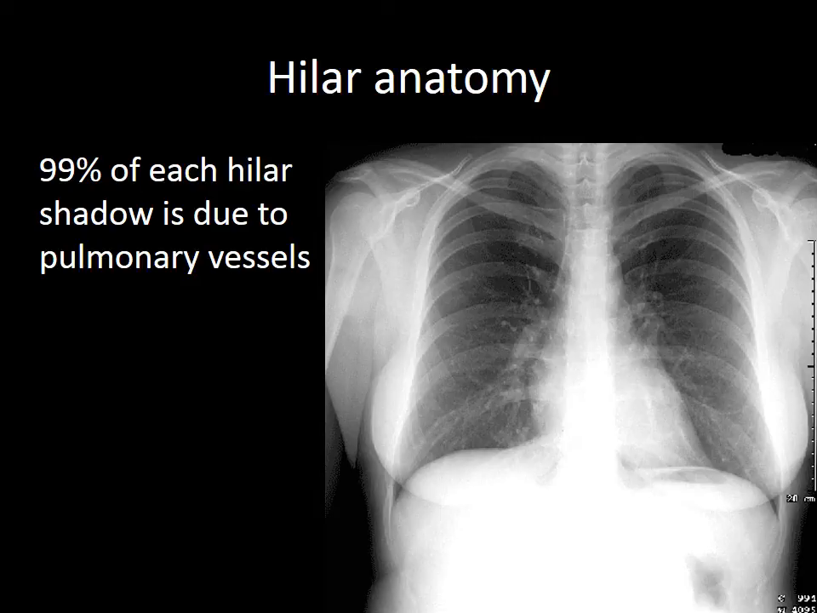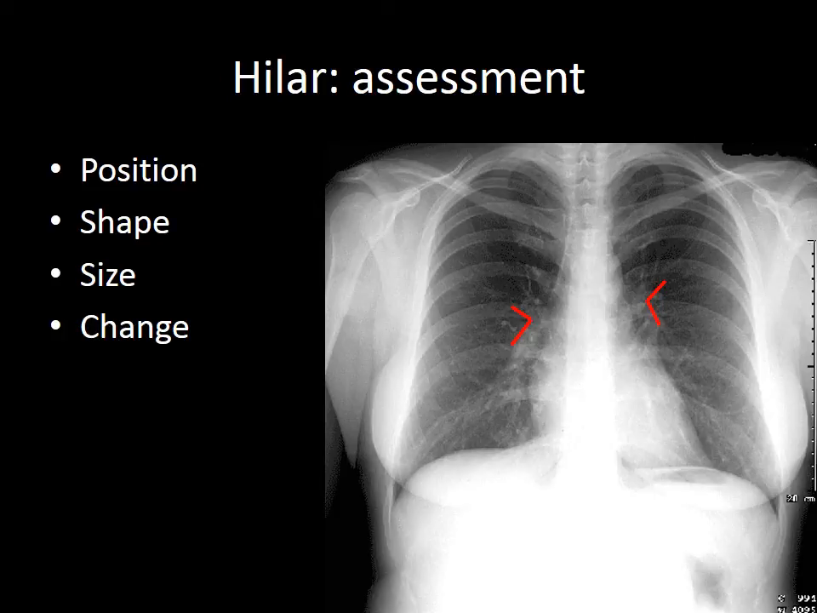99% of the hilar silhouette is comprised of pulmonary arteries and veins. Most of the hilar silhouette is pulmonary veins rather than arteries. When assessing the hila, there are four main questions: hilar position, hilar shape, hilar size, and how the hila on the current chest X-ray have changed compared to their appearance on previous chest X-rays.